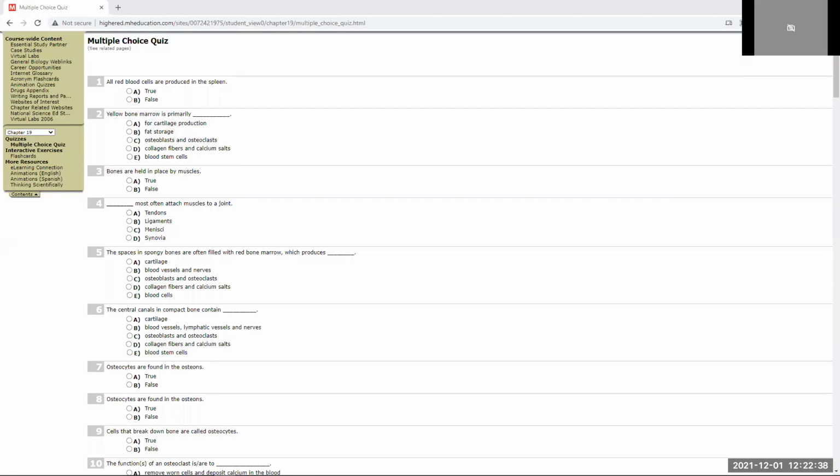Here we go. Let's look at them. Question one. We would have seen some of these questions before, but it would be like a bit of revision. So all red bloods are produced in the spleen. We know that is not true, right? So a good bit of them are formed in the bone marrow.